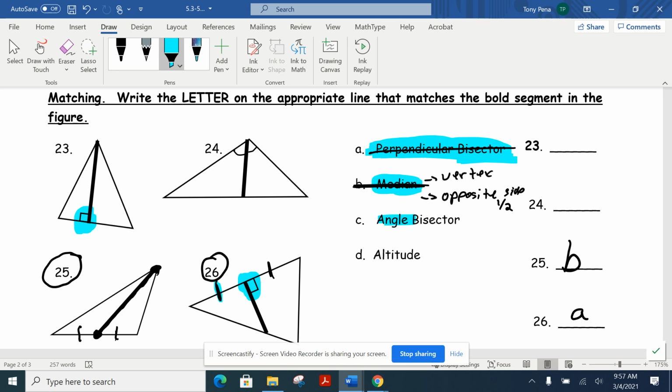Angle bisector, we've talked about it a little bit today. Of all of them, we use little arcs to indicate angles are congruent. So if you look at number 24, notice how this line is creating two angles that are congruent. So number 24 has to be our angle bisector. And then all an altitude does is create a 90-degree angle with the opposite side, and it has to come from the vertex. So that's this one. We should have actually just gone in the opposite order there, D, C, B, A.